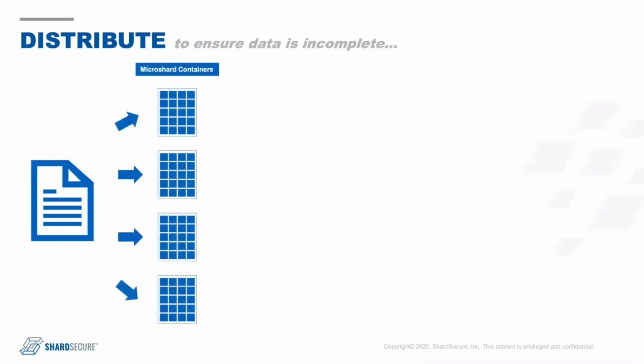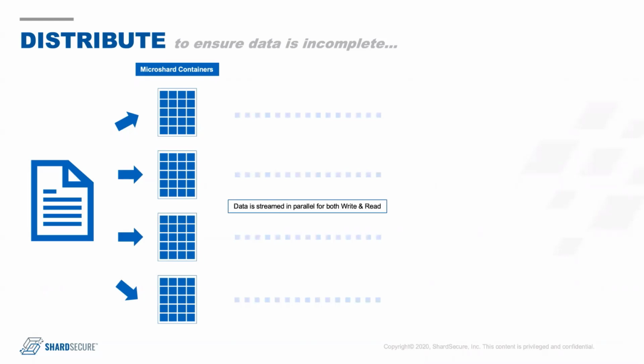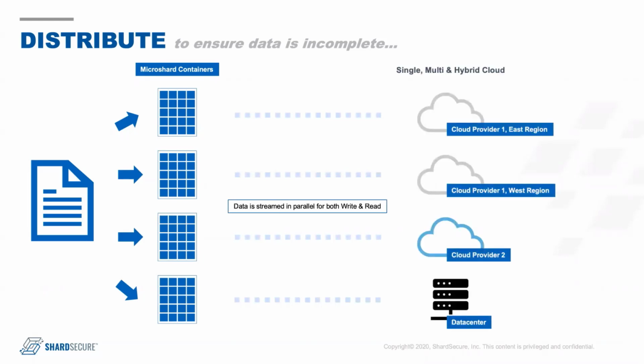So we have that original file, and it was broken up into 4 different Microshard containers. And those Microshard containers are now streamed out in parallel to all your storage locations. And you can do this as a single cloud, a multi-cloud, or even a hybrid cloud where some of the storage is either in your data center or in a cloud adjacent data center. So you can really mix and match this however you want.